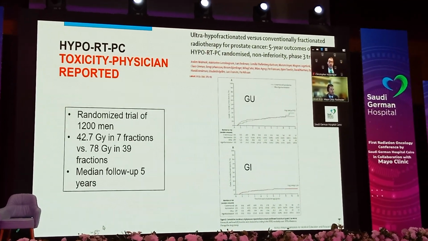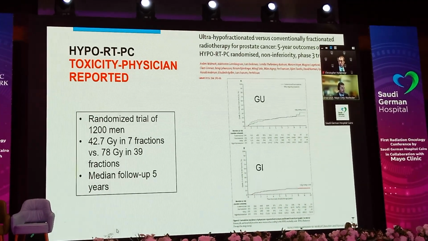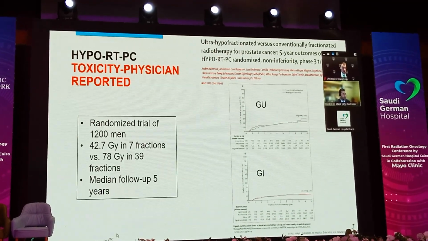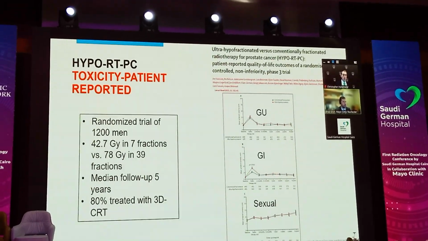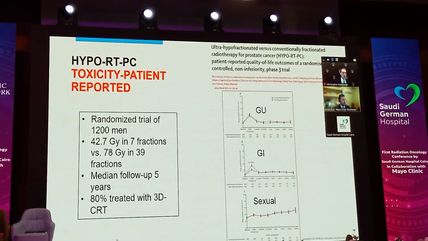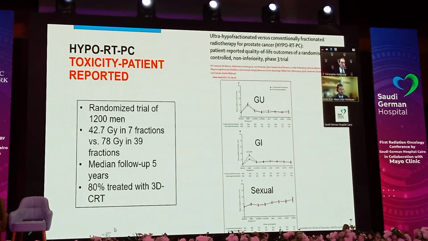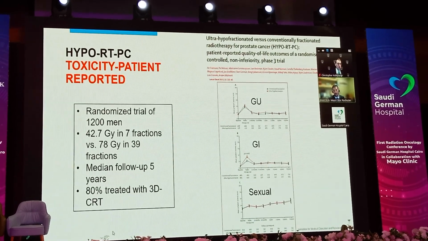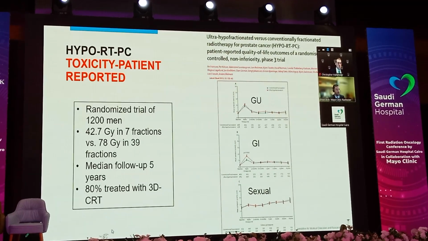This study was actually a little bit different in that the first one they looked at toxicities, GU and GI were no different, but when they looked at patient-reported outcomes, they did see a slight increase in GI or bowel side effects in the patients receiving the ultra-hypofractionated arm. This only happened at the end of radiotherapy and not persisting at longer-term follow-up, so a very temporary side effect.